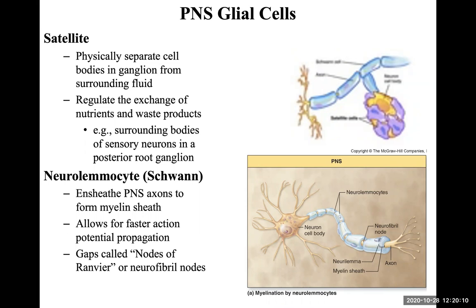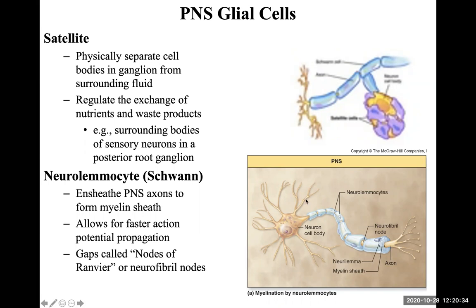And also, if a portion of this axon gets damaged, because this is made up of individual cells, it's easier for the glial cells to be prompted to undergo mitosis and then remyelinate this segment of the axon.